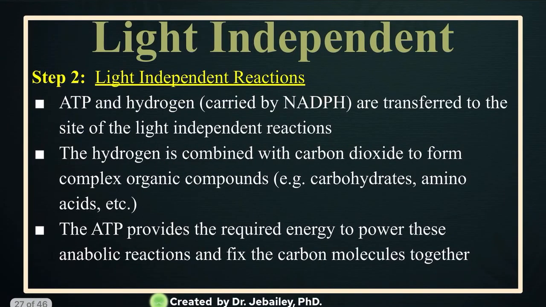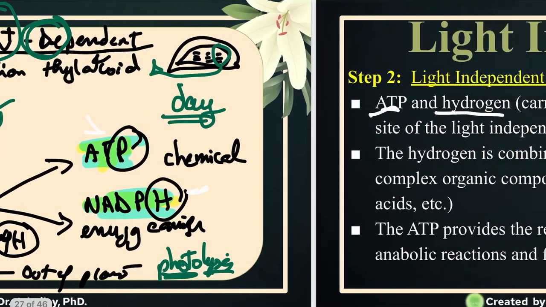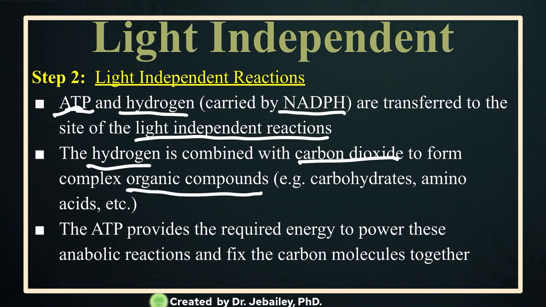Then we go to the light independent. On this one, you see the ATP and the hydrogen, which came from the NADPH. Remember those 2 right here, right? We have this guy and this guy. So these 2 that were made on the first process will be used in the next reaction. So the hydrogen that came in there will combine with carbon dioxide. Now here's where you get the carbon dioxide, and you're going to form what? Organic compound. If you remember, I said organic compound is a glucose.